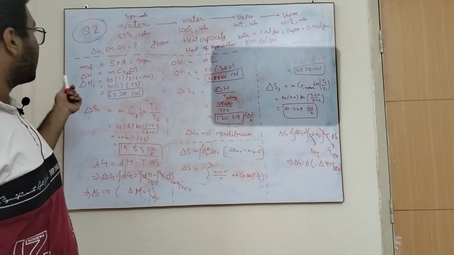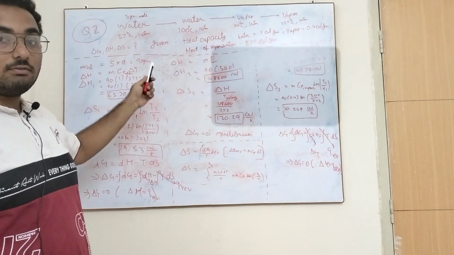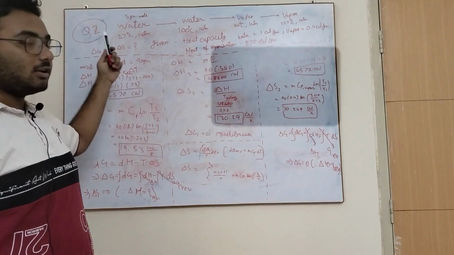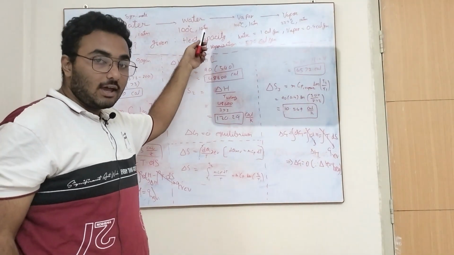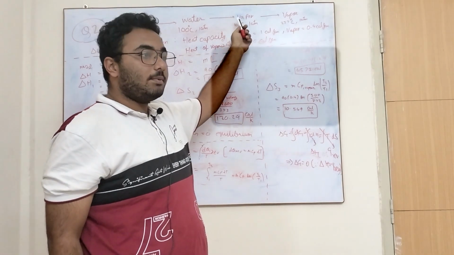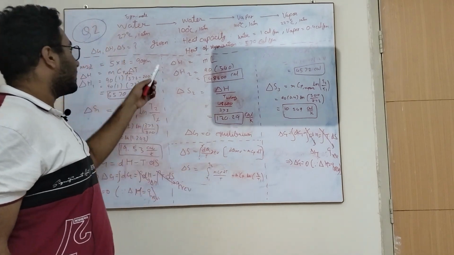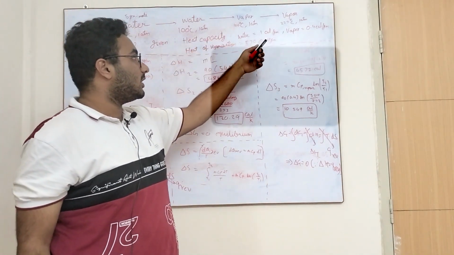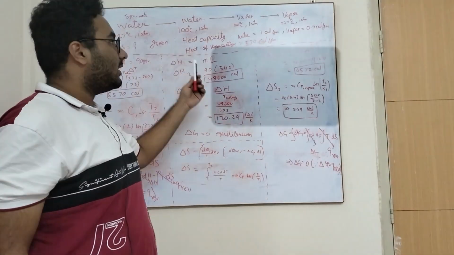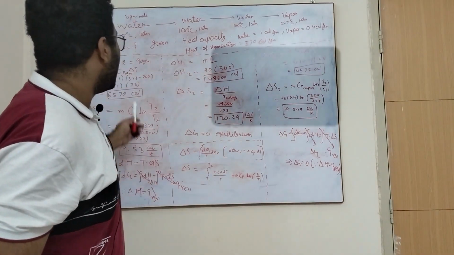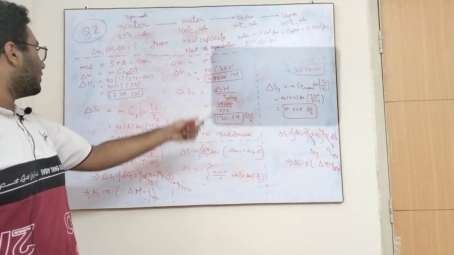Everyone, now we will do the second question of the chemistry assignment. The question gave us a process where water goes from 27 degrees Celsius to 100 degrees Celsius, then converts to vapor, and the vapor goes from 100 degrees Celsius to 227 degrees Celsius. The given values are the heat capacities of water and vapor, that is 1 calorie per gram and 0.4 calorie per gram, and the heat of vaporization is also given. They ask us for delta G, delta H and delta S for all the processes, meaning at all the steps.